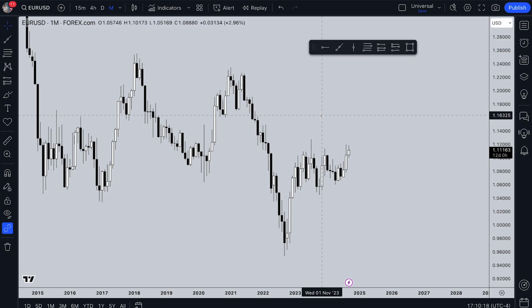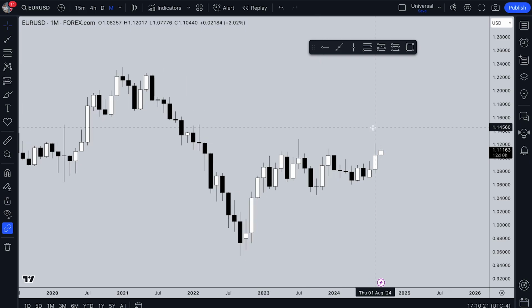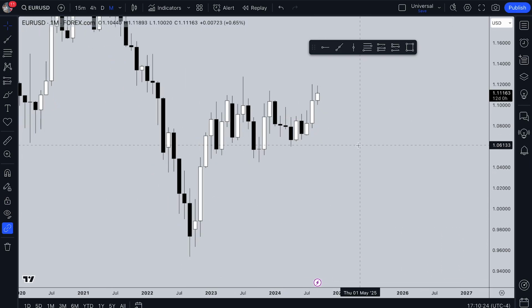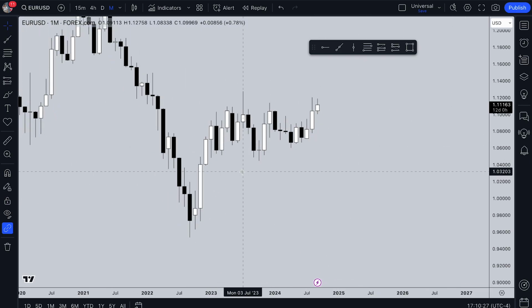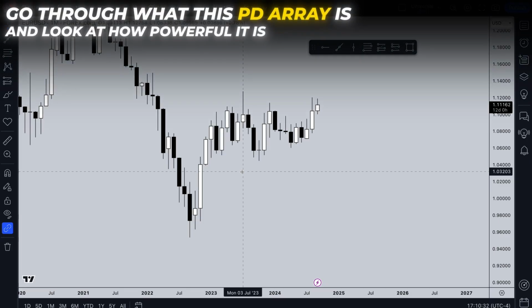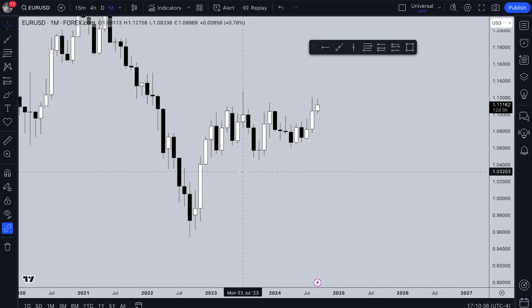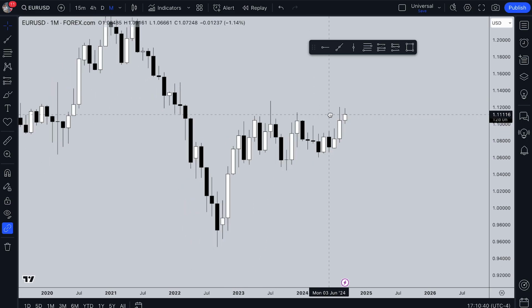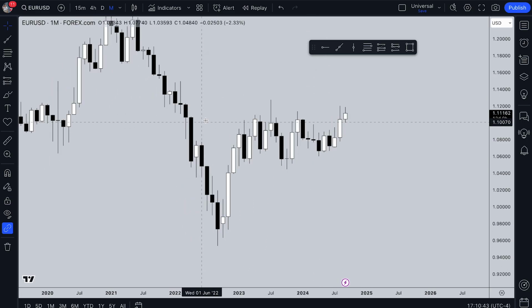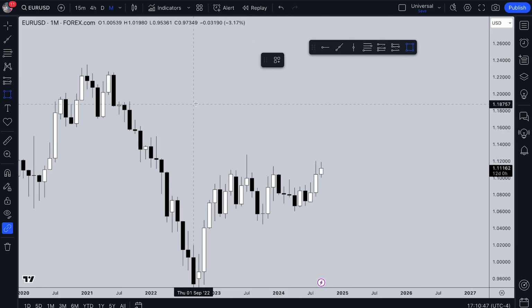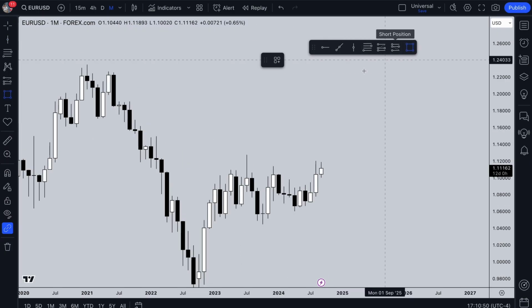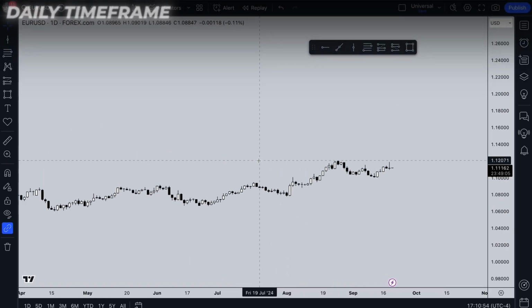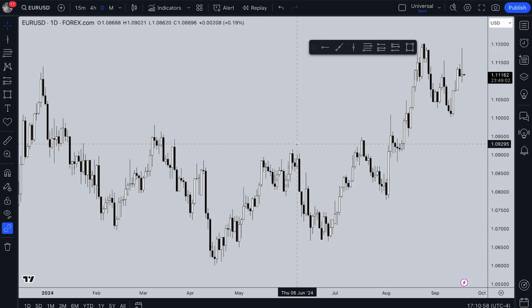So what I'd like to do is we'll use the most recent price action over the last year or two on the monthly time frame to just go through what this PD array is and to look at how powerful it is. So let me just describe what the PD array is that we're looking at. So what we're going to be looking at today are fair value gaps that have been inverted. So what do I mean by that? Let me go on to the daily time frame and I'll show you, and then I'll break down the strategy that you can use to swing trade and make thousands of pounds every month.